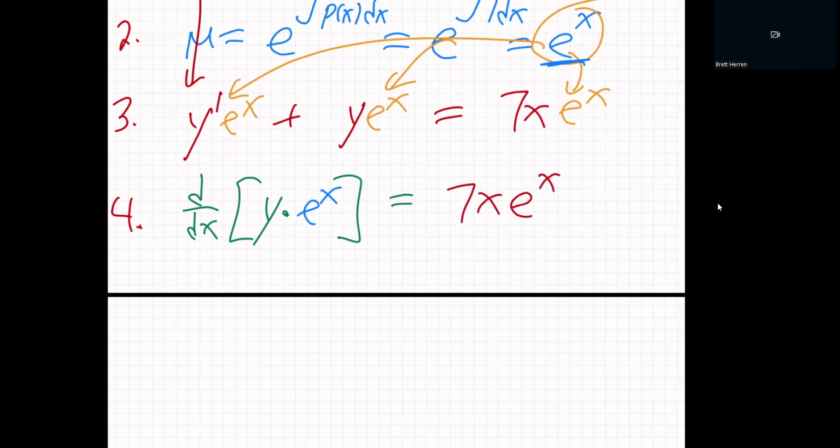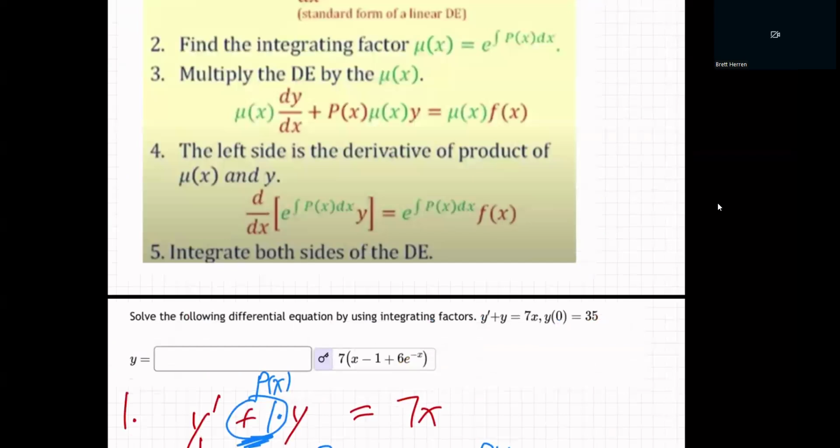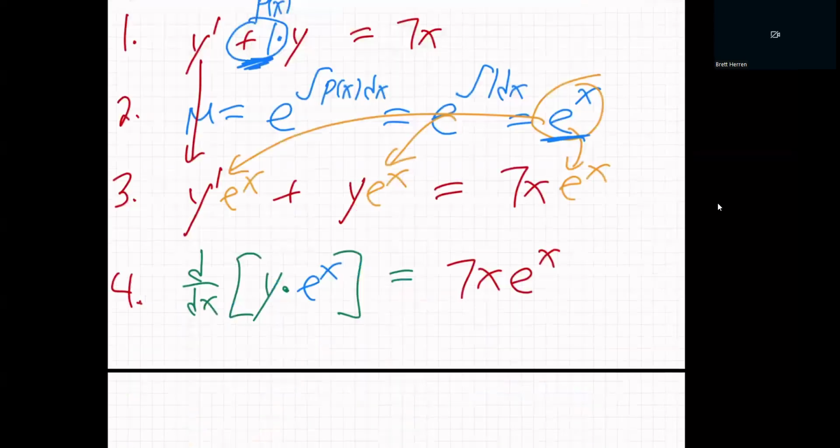Now, you can double check it. You don't have to, but it's nice to see it. Does the derivative of this stuff really go back to these guys? Yeah, it does. A product rule, right? Two things multiplied. So derivative of the first, y prime, second one unchanged. First one unchanged, derivative of the second, e to the x doesn't do anything. So that's true. Okay, so now five, integrate both sides.